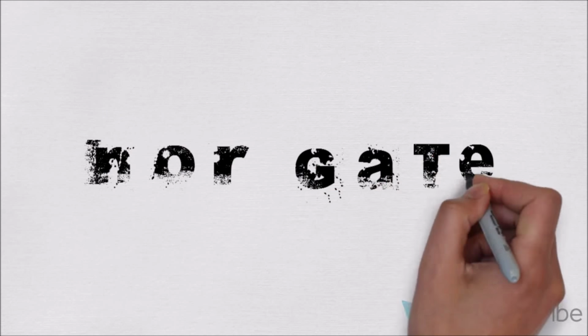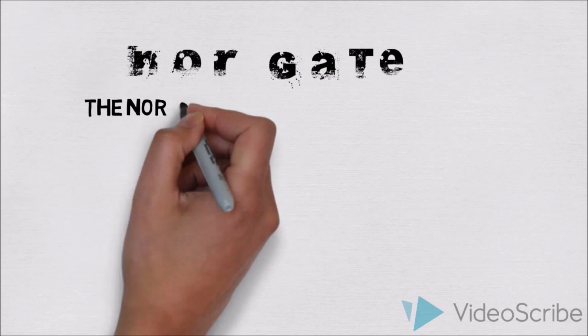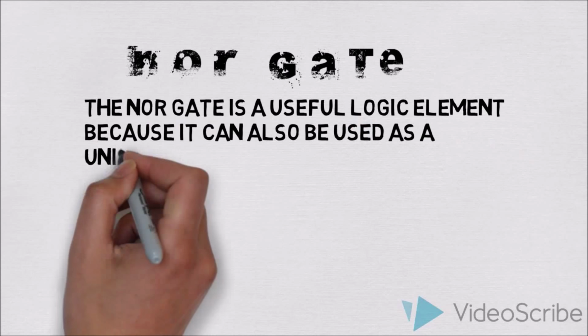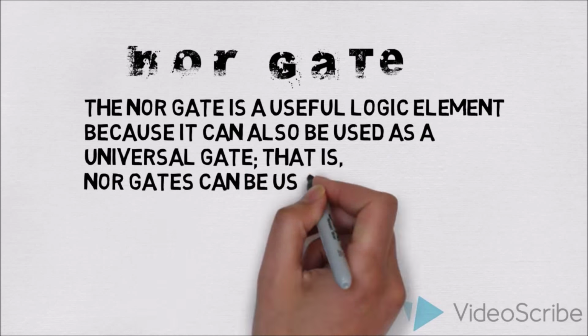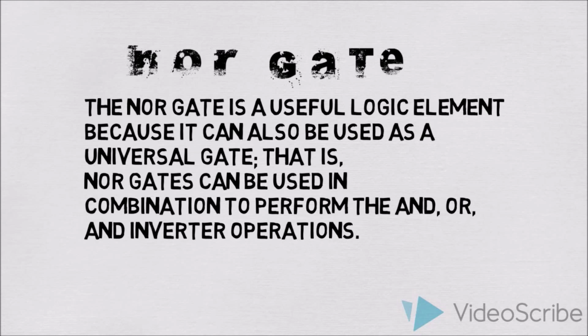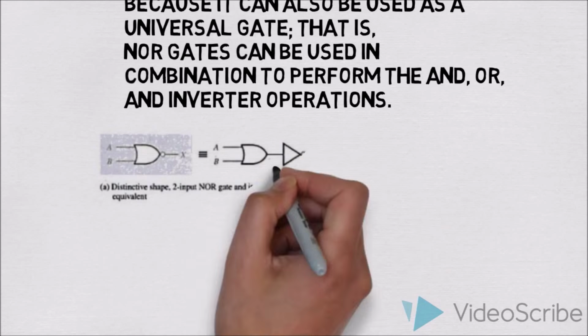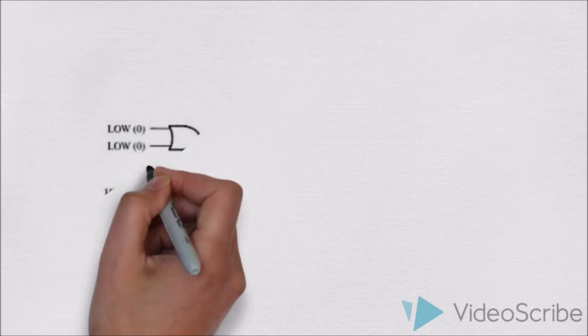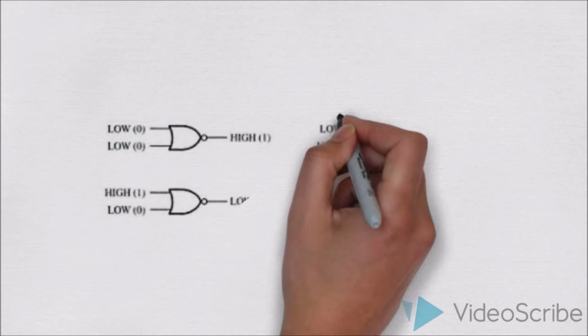Now the NOR gate. The NOR gate is a useful logic element because it can also be used as a universal gate. That is, NOR gates can be used in combination to perform the AND, OR, and inverted operations. The term NOR is a contraction of not OR. A NOR gate produces a low output when any of its inputs is high. Only when all of the inputs are low is the output high.